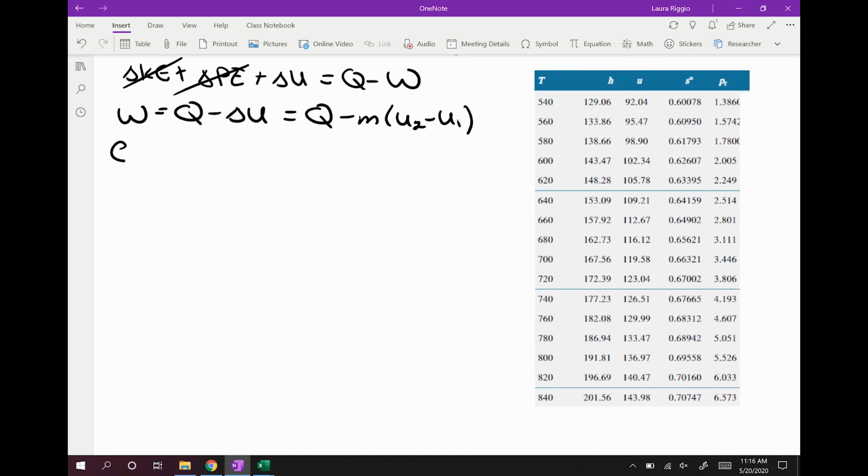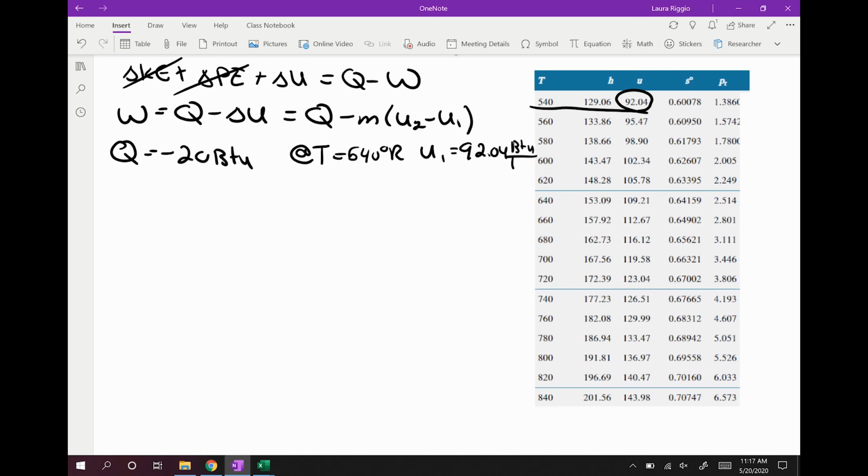Q is given. Q is equal to minus 20 BTUs because it is heat out of the system. We need to find our U's. Well, we can look them up in a table. So our T is equal to 540 degrees Rankine. If I come here to 540, I find that my U is equal to 92.04 BTUs per pound.